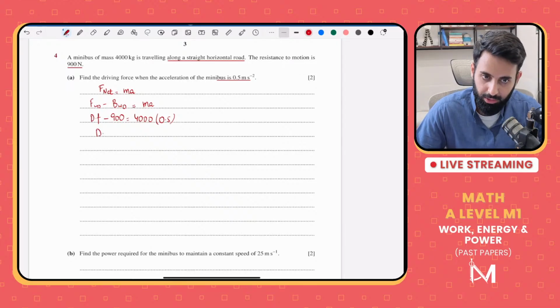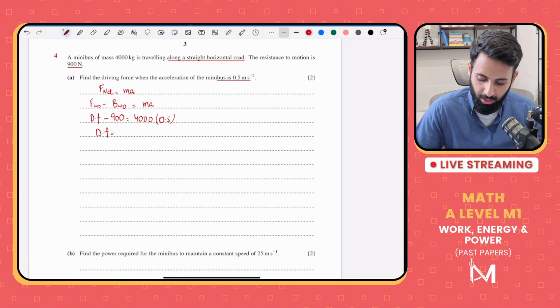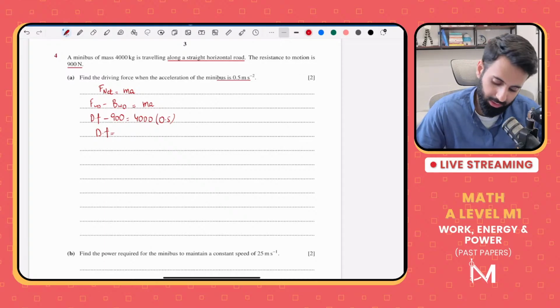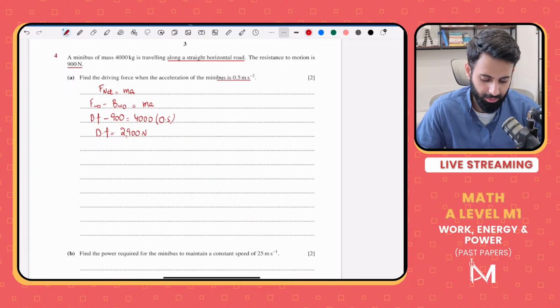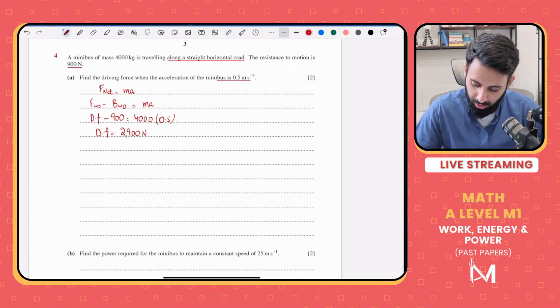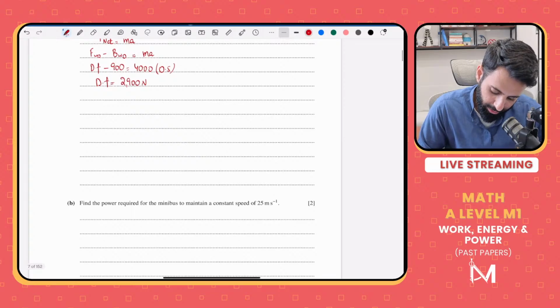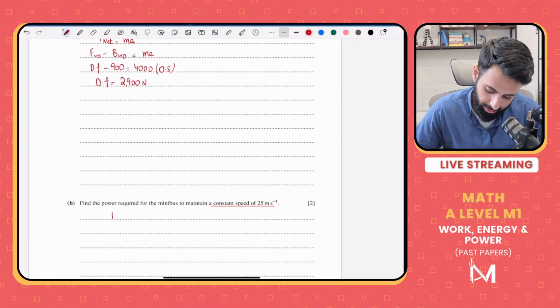So the driving force is equal to 4000 into 0.5, that's 2000. 2000 plus 900, that's 2900. Okay, I will advise you to use a calculator, but if you're feeling very confident, you can do it without a calculator as well. Now find the power required for the bus to maintain a constant speed of 25 meters per second. So now we can use this formula.